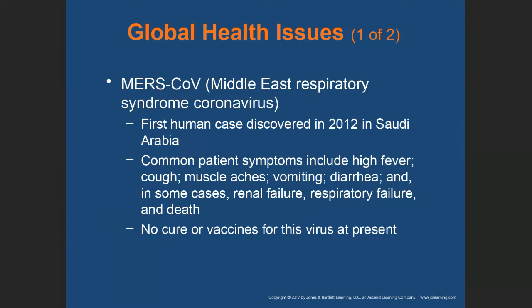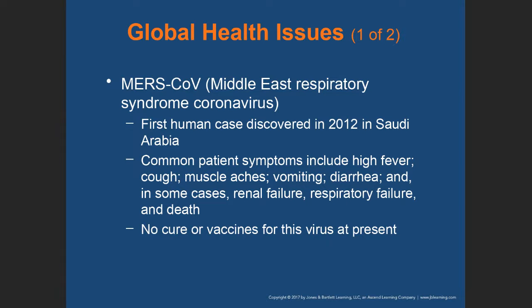All right, now global issues. MERS-CoV, Middle East Respiratory Syndrome coronavirus. First human case discovered in 2012 in Saudi Arabia. So from 2012, the information was out there that it is possible that a coronavirus could cause a global issue, right? So it's not new information. It has been out there and preparation should have started from then. Anyway, first human case discovered in 2012 in Saudi Arabia.